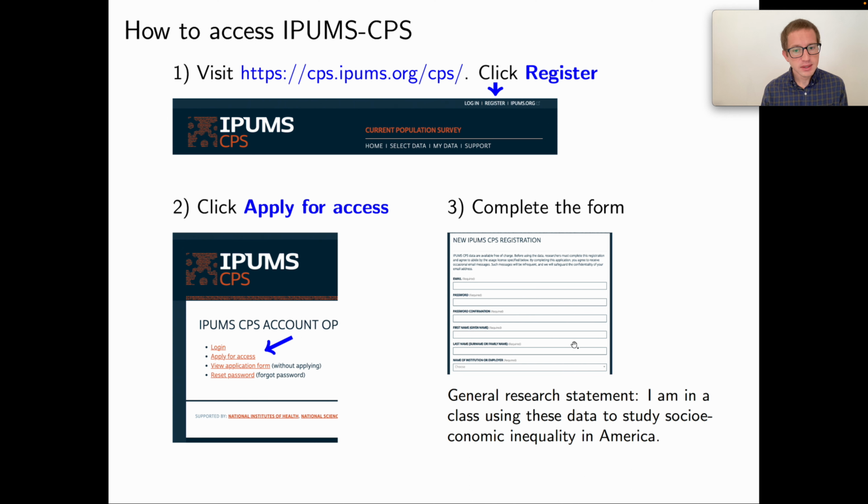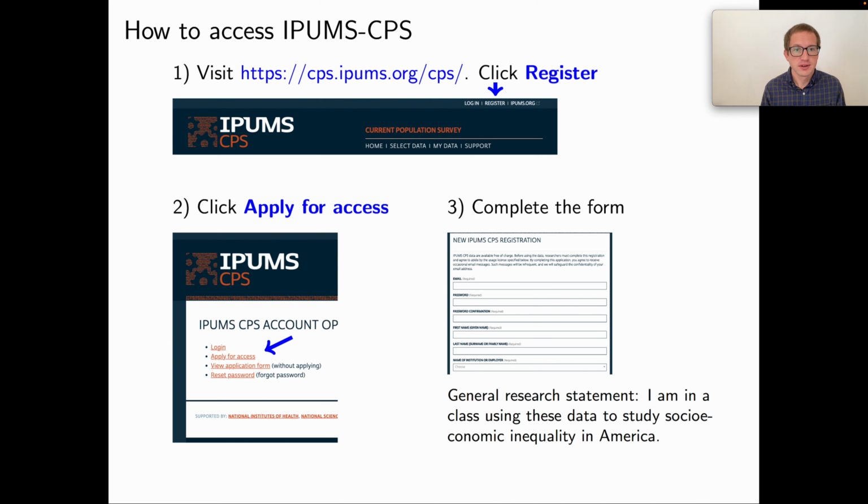And after you click that, you'll get to a page where you can click to apply for access. And once you apply for access, you give them some information about yourself, like your name and email. It'll ask you for a general research statement, so you can just say something to the effect of, I'm using these data in a class to study socioeconomic inequality in America. It'll ask you for your occupation, so probably you're a student. It'll ask for a detailed version of your occupation, and you can say whatever you think that is. So basically give them some information about yourself.